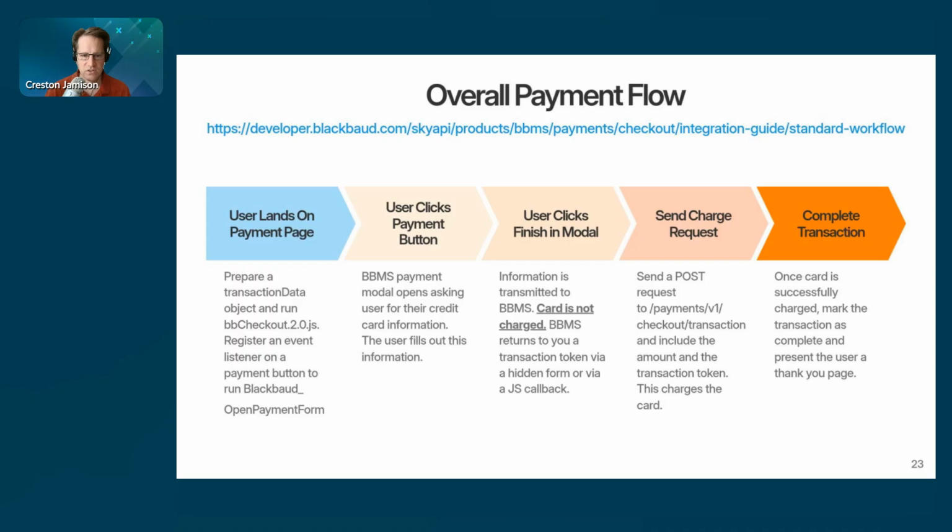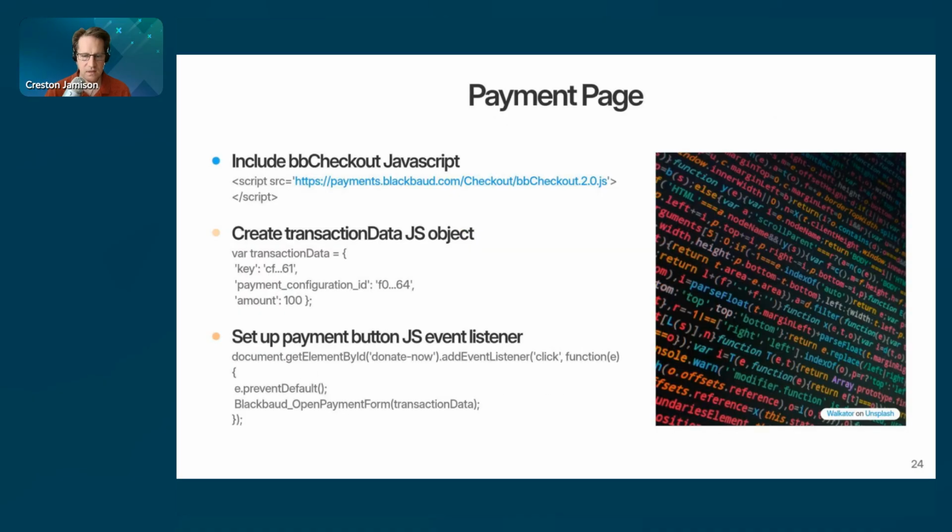Okay, so let's go over each of these. So the user lands on a payment page. Again, you need to include the Blackbaud checkout JavaScript with the link shown here. You need to create a transaction data JavaScript object. Here's an example of including the key. This would be the public key, but they call it key in the JavaScript. And then the payment configuration ID you want to use, as well as an amount. And I think the only benefit of this is it does show in the Blackbaud modal what the amount is going to be.